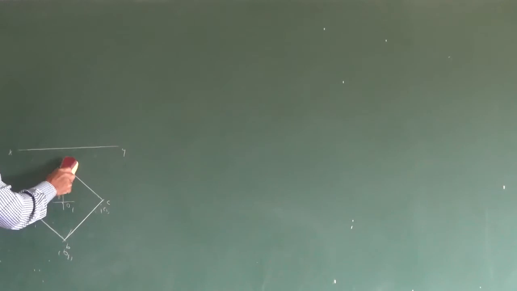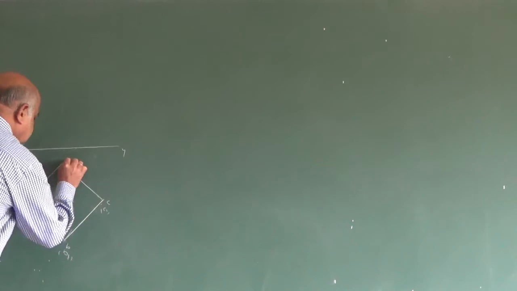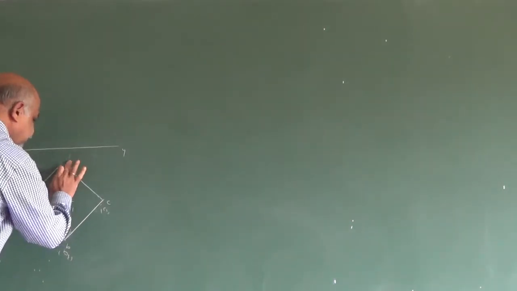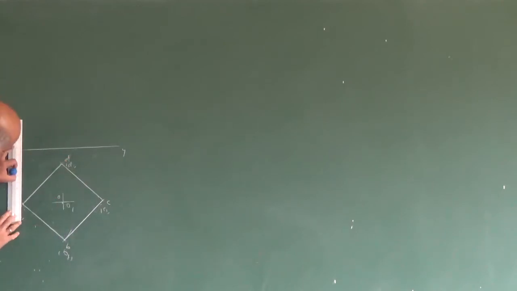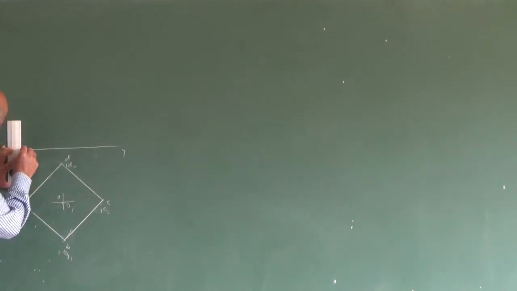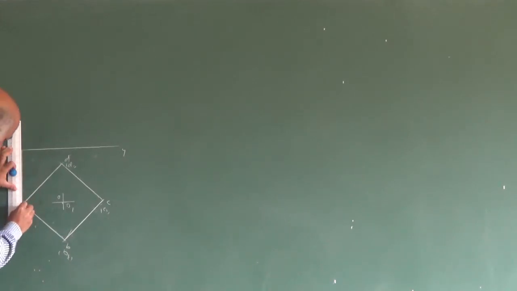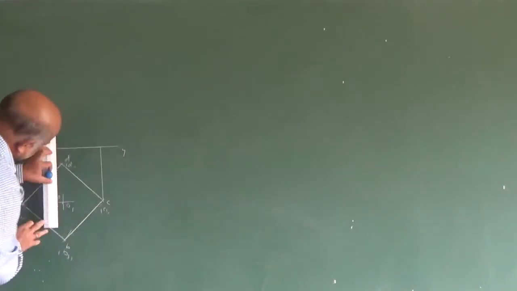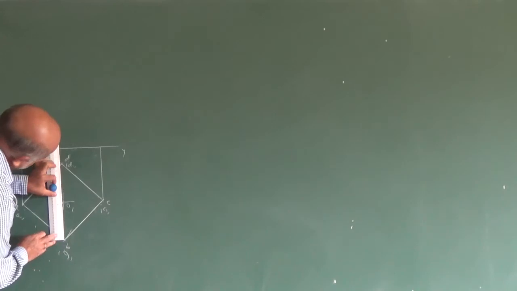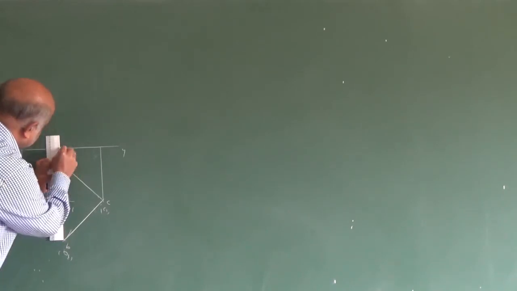So you have to project it upwards to get a front view. This is D1. Project it upwards to get a front view.